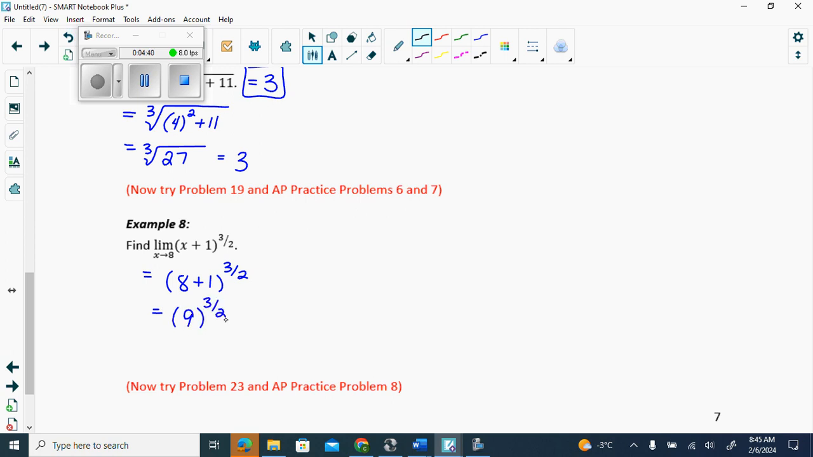What does to the 3 halves mean? Square root it and cube it. Yes, I get what you're saying. So what you can do is you can take the square root of 9 to the 3, but that's a really large number, correct? Or you can take the square root of 9 and then cube it. So it'd be 3 cubed, which is 27.